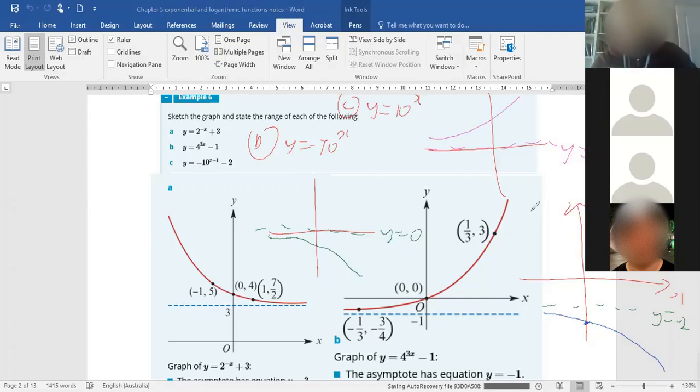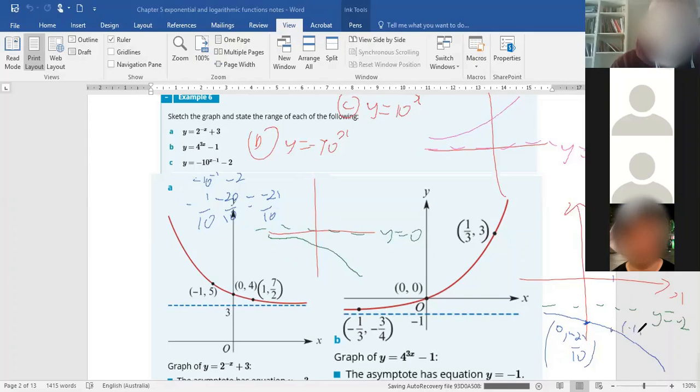When you put x equals 0 in there, you get -10 to the power of -1 minus 2, which means -1/10 minus 2, which is -21 on 10. So this is 0 and -21 on 10. When I put x equals 1, I get y equals -10 to the power of 0 minus 2, which means -1 minus 2, which is -3. So this point is 1 and -3. I've got a couple of points in there, so I can quickly draw that. Any questions there?